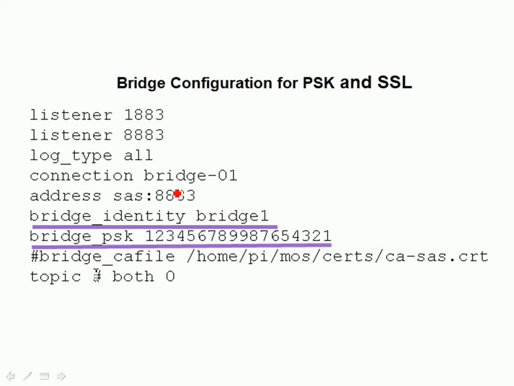Now we've got the connection and the bridge identity. The bridge identity, this bit here, bridge 1, is important. I can choose any name I want, I just called it bridge 1. And the PSK, which is basically a random number that I made up. That entry there, bridge 1, and that entry there have to match the entry in the PSK file configured on the remote broker, which we're going to look at in a second. I've commented out the entry we had earlier for the certificate, and there are the topics that I'm going to bridge. I'm going to bridge all.